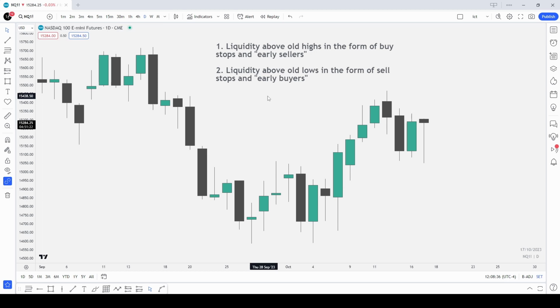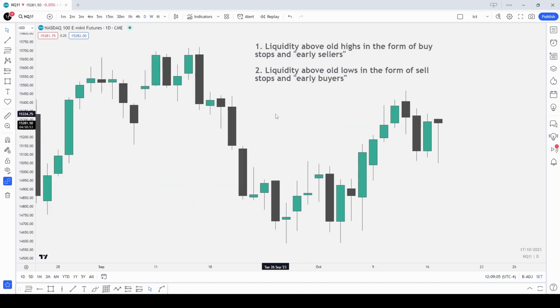I will dive into the logic behind that in a second, which is basic retail logic of support and resistance, and we'll dive into that soon. But the second form is liquidity below old lows in the form of sell stops and early buyers. Early buyers from a retail perspective have their stop losses below support, and they also have sell stops there as they want to trade breakouts.